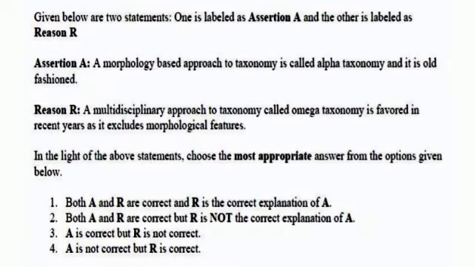The next is, given below are two statements. Assertion: a morphology-based approach to taxonomy is called alpha taxonomy and it is old-fashioned. Reason: a multidisciplinary approach to taxonomy called omega taxonomy is favored in recent years as it excludes morphological features. In light of the above statements, choose the most appropriate answer. The right one is option 3. That is, assertion is correct, but reason is not correct.